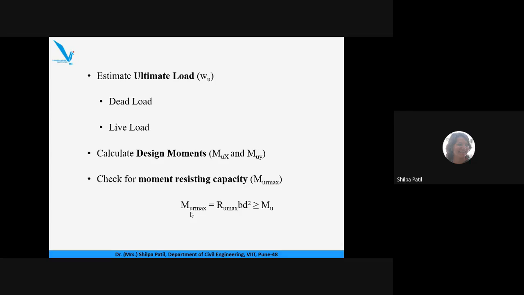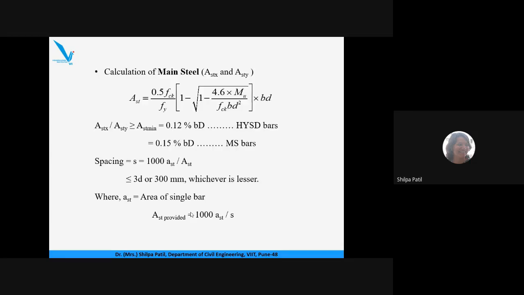Then the next step, calculation of main steel. The same formula is to be used, only when we use the formula, when you use MUX here, you will get ASTX. When you use MUY here, you will get ASTY. Okay, both these ASTX and ASTY are to be checked against the minimum area requirement or AST minimum, and then spacing is to be also calculated separately for ASTX and ASTY. Then based on this calculation, decide what is the area of the steel provided along X direction and along Y direction.